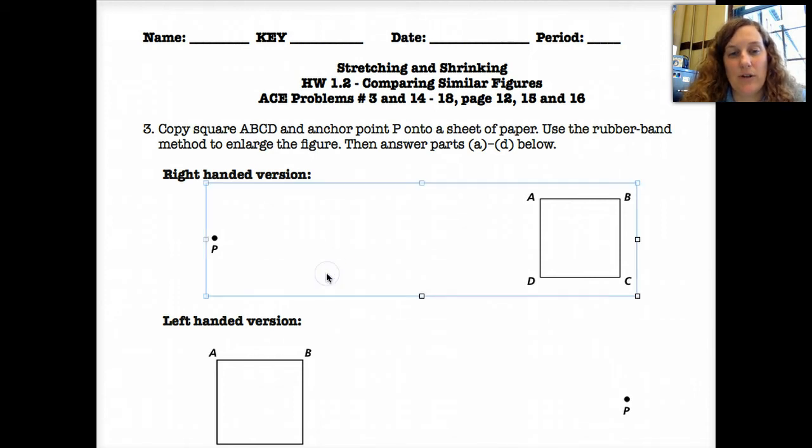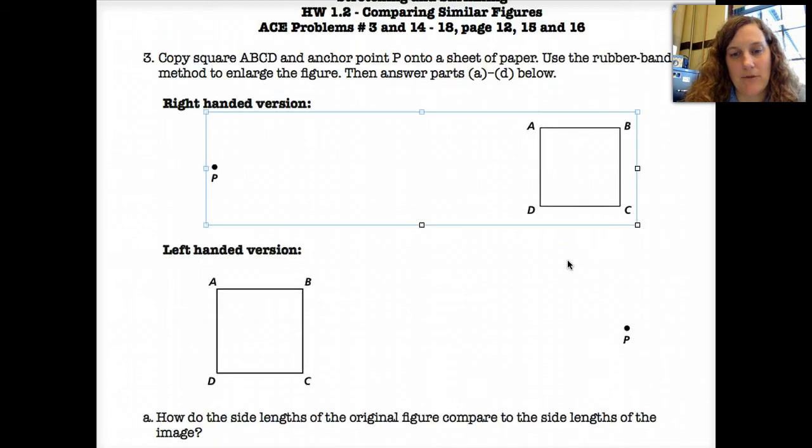So that's what question 3 was about. You were given this one shape and you needed to use the rubber band to make it another shape. So we did those in class. I'm going to just jump to the bottom to show you mine.